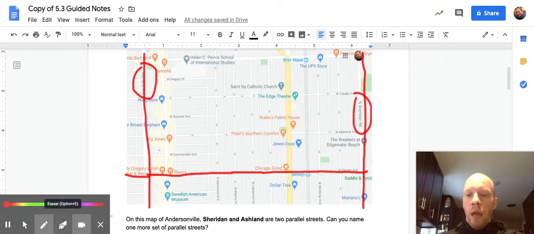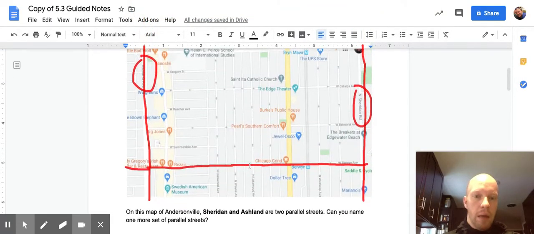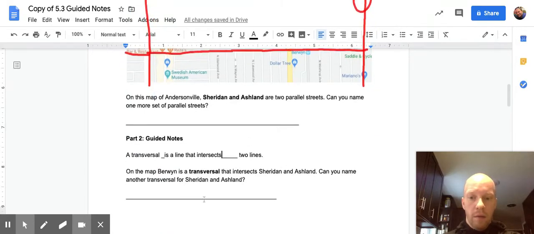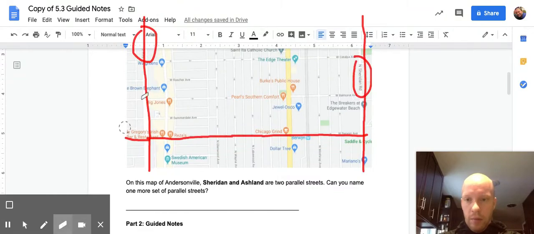So what I want you to do right now is name another transversal for Sheridan and Ashland. Go back to this map and write down in this spot right here another transversal. I'm going to give you 30 seconds to complete this part, and as you're doing that, I'm going to be erasing these red markings.